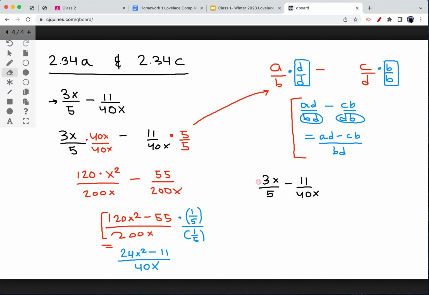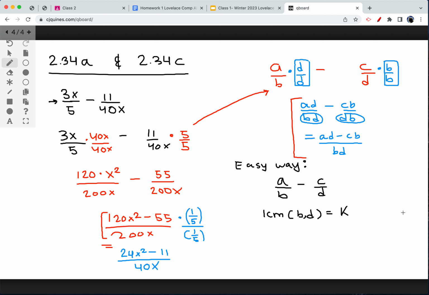But over here, let's say we had A/B minus C/D. So let's call this the easy way. So now let's say that the LCM of B and D is equal to K.